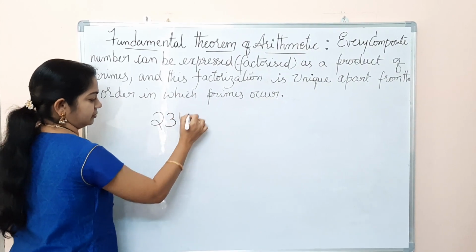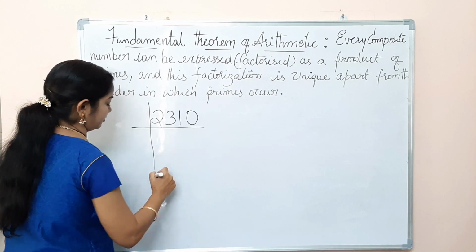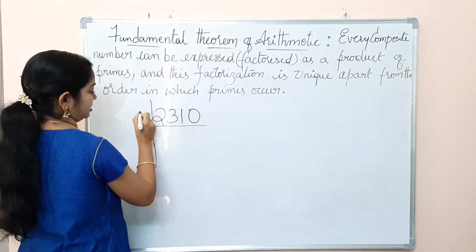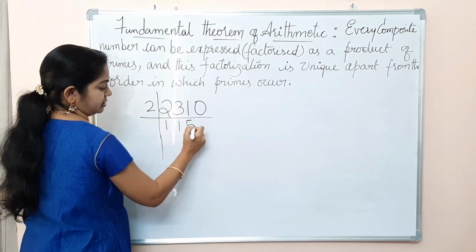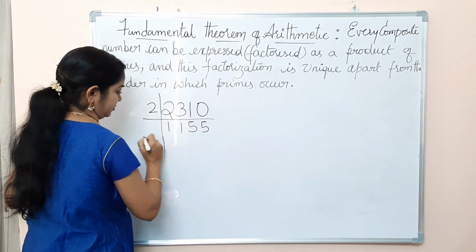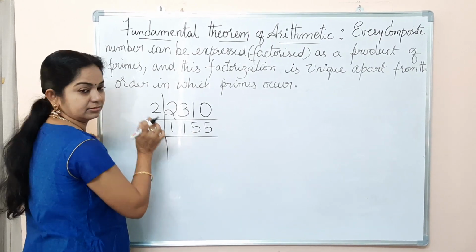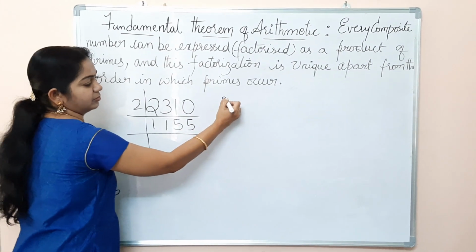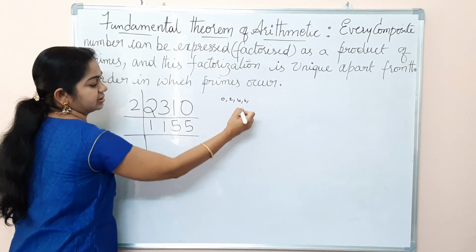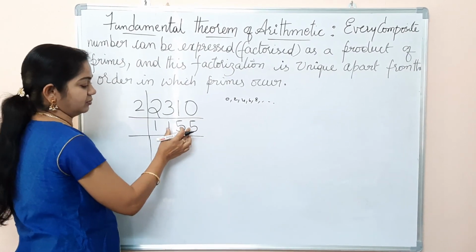Let me take one number, 2310. I'll find out the factors. Let's start with 2: 2 ones are 2, 2 ones are 2, 2 fives are 10, and again 2 fives are 10. Will this number go with 2 again? No, because the last digit is not 0, 2, 4, 6, 8. This is the divisibility rule for 2, isn't it? The last number is 5, so it doesn't go with 2.